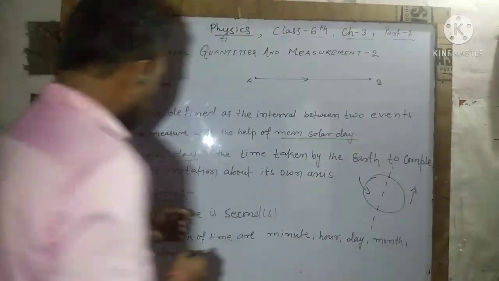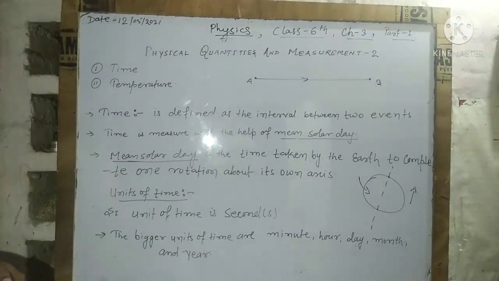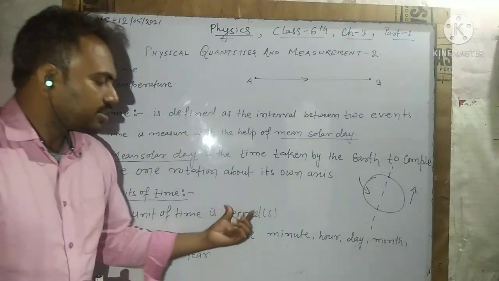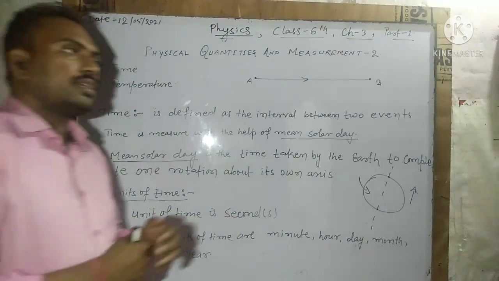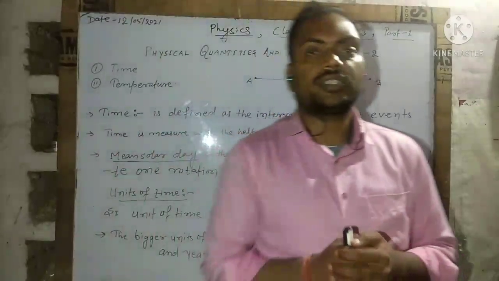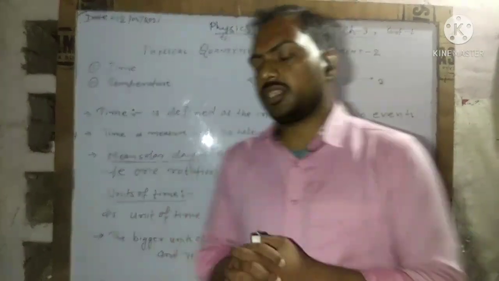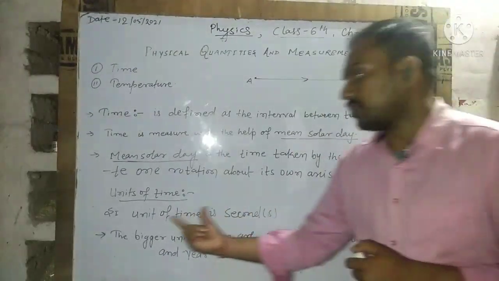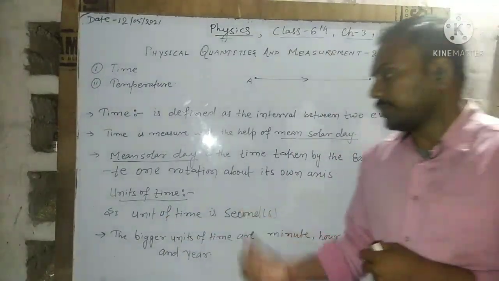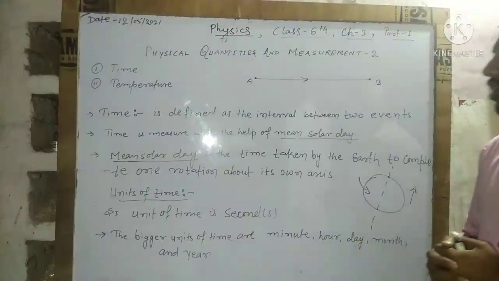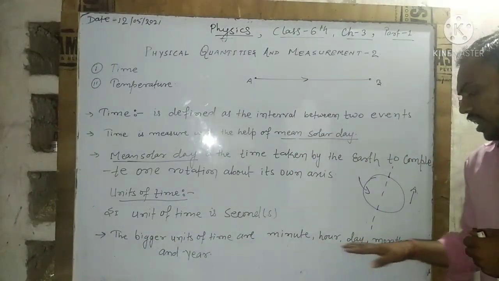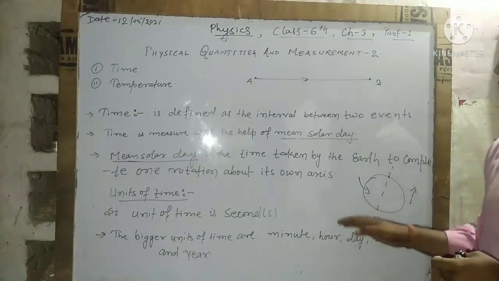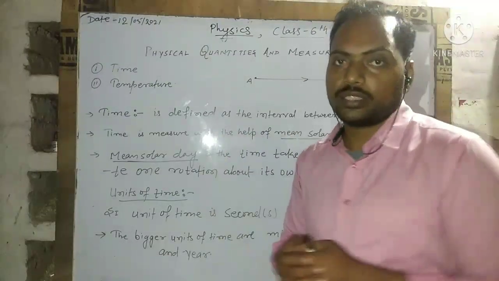Now, units of time. The SI unit of time is second. The standard unit, the SI unit, which is the universal unit. The bigger units of time are minute, hour, day, month and year. As we know, 1 year passes.